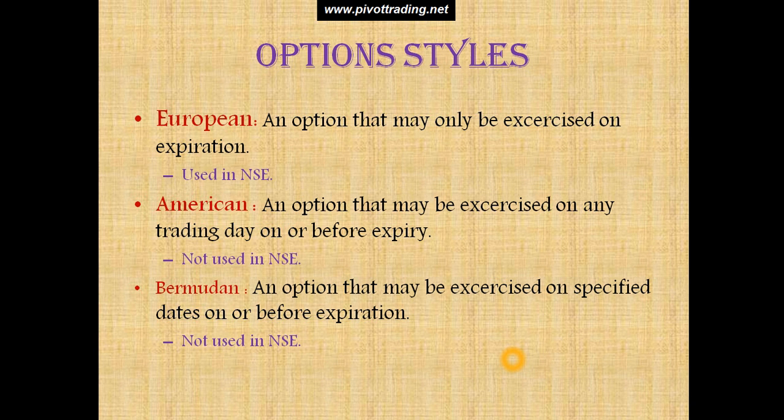See, there are three different styles of options available. The first one is called the European style of options. Second is called American, and third is called Bermudan. Now, what is the difference between each of them?